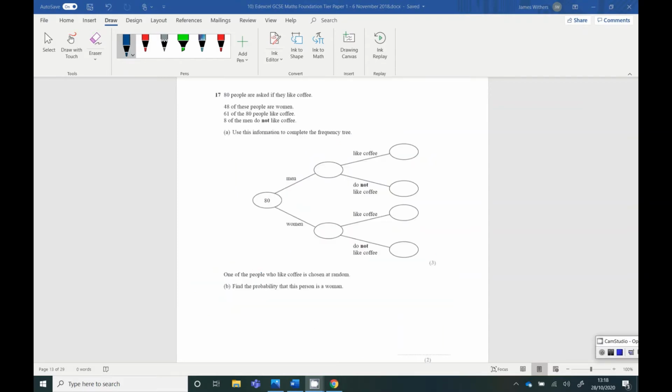Question 17. So 48 of the people are women. So we've got 48 women. So therefore we must have 32 men. 61 of the 80 people like coffee. So 61 of the 80 like coffee. 8 of the men do not like coffee. Okay, let's fill that in first.